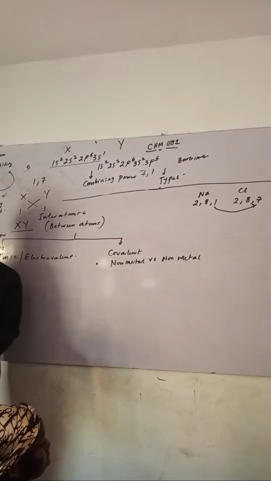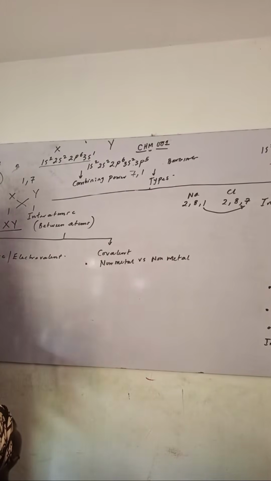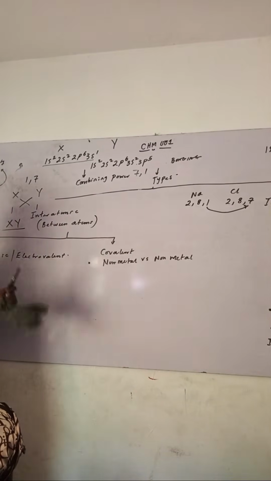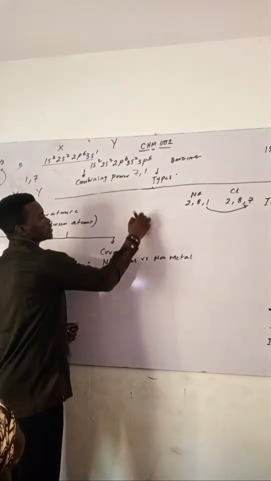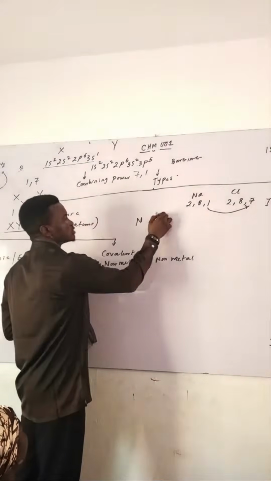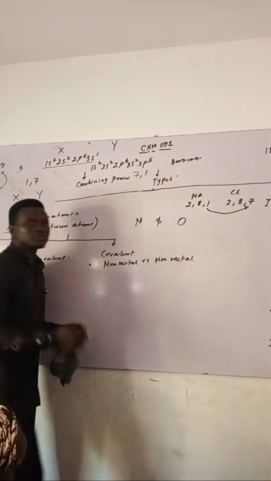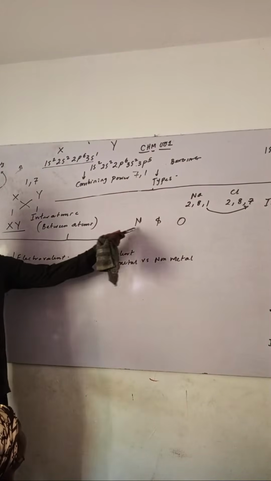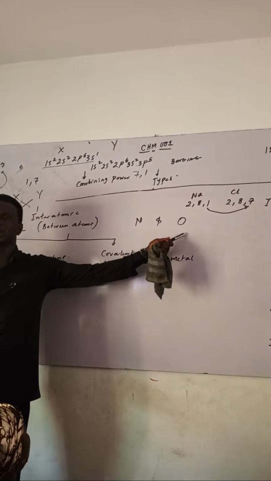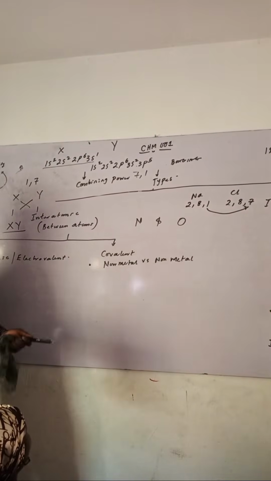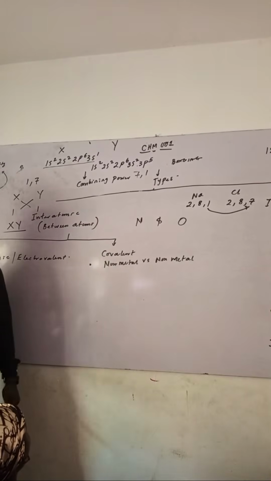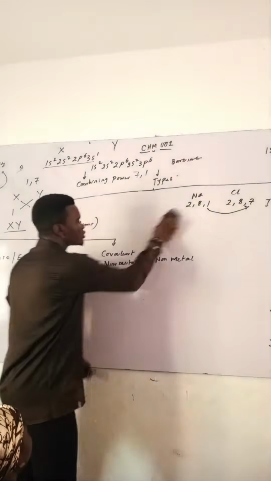Every time you see a non-metal and a non-metal, say I give you nitrogen and then oxygen, and I ask what type of bond will exist? Nitrogen is a non-metal, oxygen is a non-metal. Just know that it is covalent. Do you get that? I hope you are still following. Don't worry, I will stop soon.